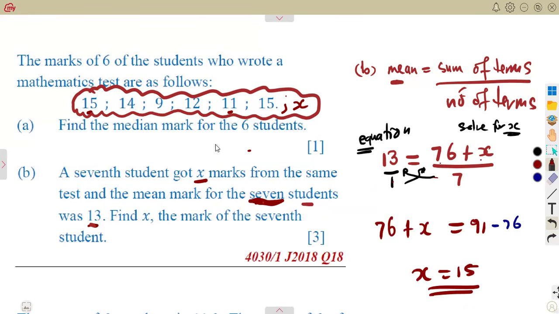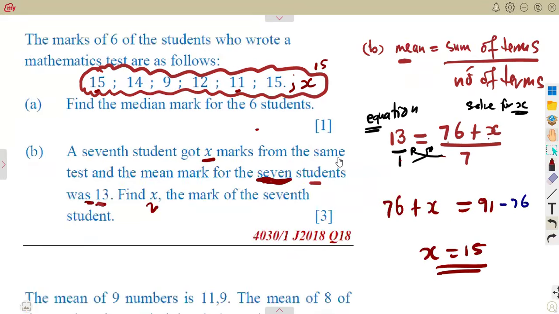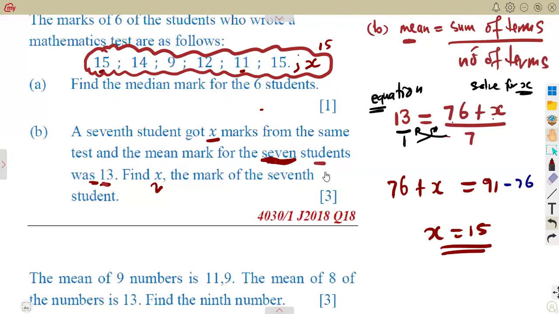So meaning to say the seventh number, the x, was 15. So if you add these numbers together with the 15 that we are seeing and divide by 7, we must get a mean of 13. If you add these numbers, you must get the mean of 13. That is what they're trying to say.